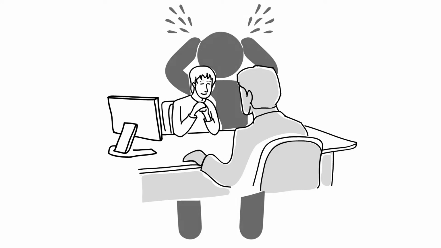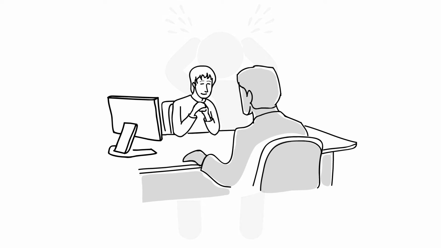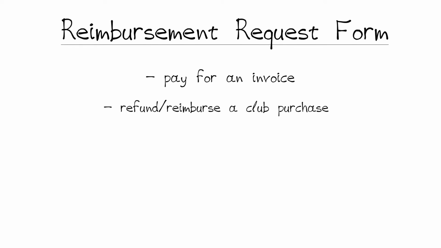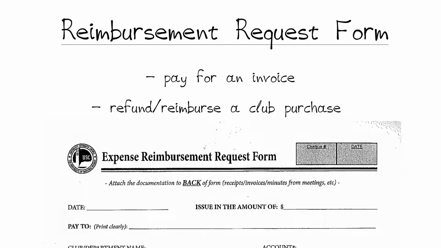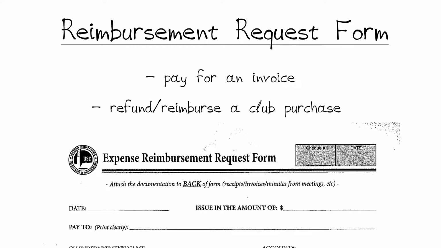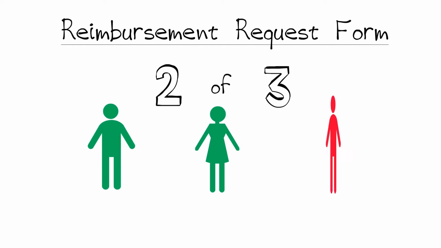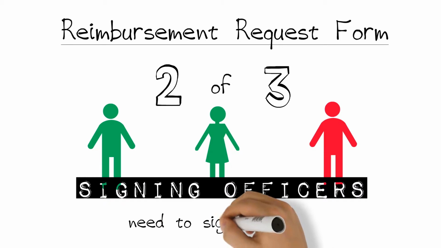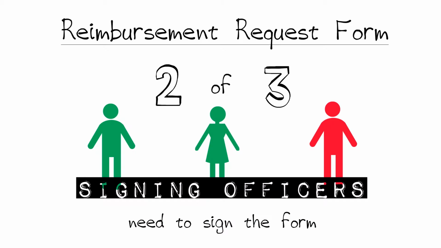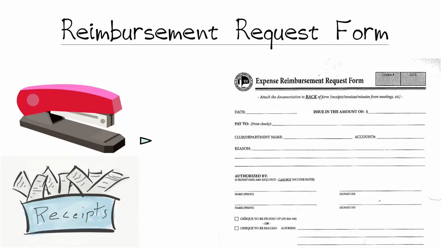A deposit slip will need to be filled out each time you make a deposit. Not sure or need help? Someone is always at the front desk to give you a hand. Don't be shy. To pay for an invoice or refund someone for a purchase, you need to complete a reimbursement request form. 2 of the 3 signing officers will need to sign the form showing their approval of the expense. Staple the receipts from the purchase to the back of the form and you are done.